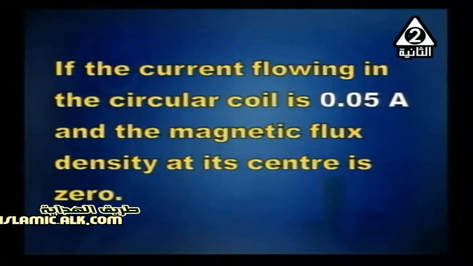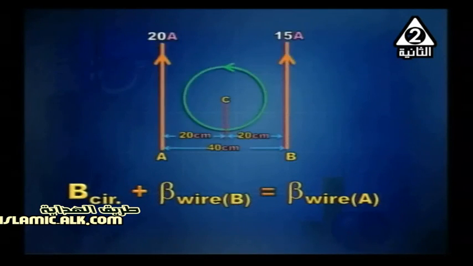Total magnetic field at the center is 0. We want you to calculate the number of turns on the coil. Okay, so B circular plus B wire, yes, B circular plus magnetic field of wire B, they have the same direction and they are opposite to the field of wire A. Okay.